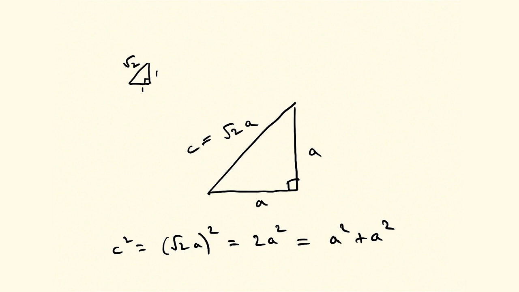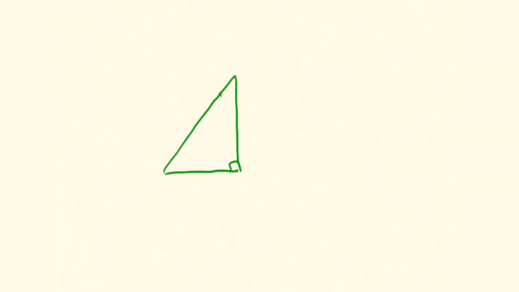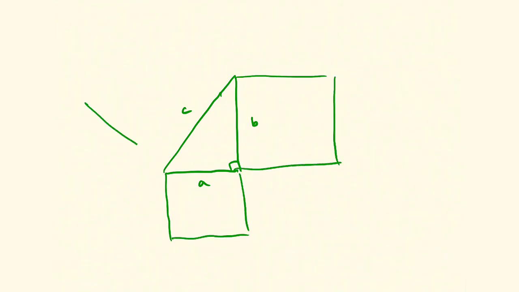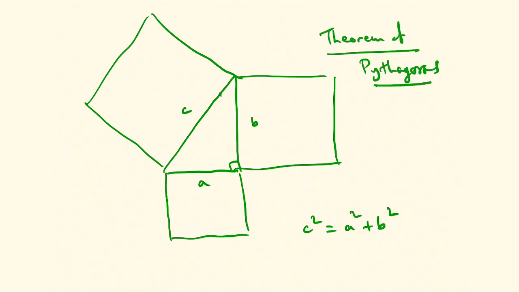This is a special case of a general theorem, the Theorem of Pythagoras, which says if you take any right-angled triangle with side lengths a, b, and hypotenuse c, and a and b can be different now, if you form squares on each side of the triangle, then the square of the hypotenuse is the sum of the squares of the other two sides. So we get this famous equation, c squared equals a squared plus b squared. And this is the Theorem of Pythagoras.